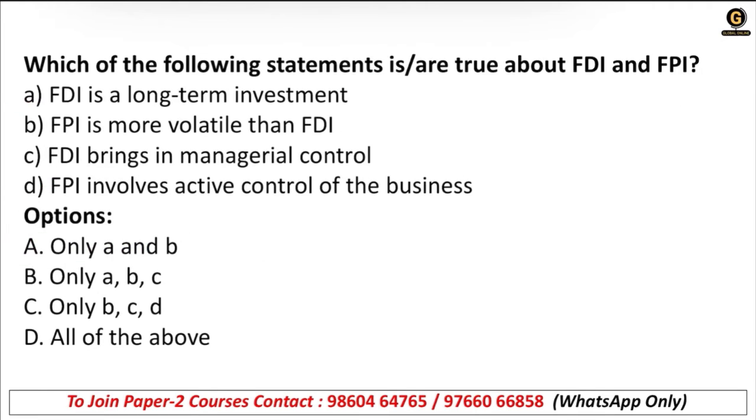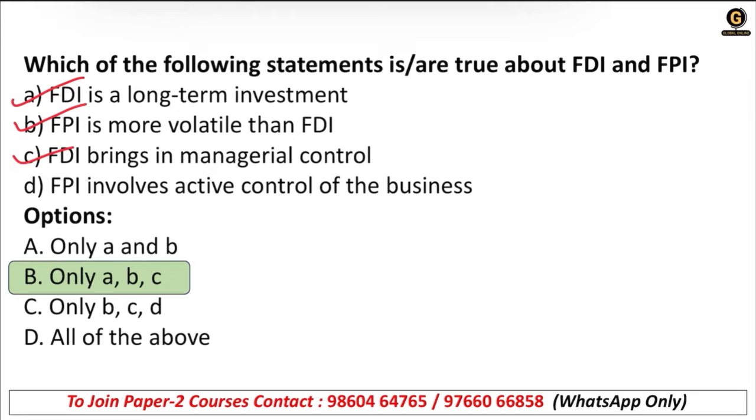Next, which of the following statements is or are true about FPI and FDI? A, FDI is a long-term investment. B, FPI is more volatile than FDI. C, FDI brings in managerial control. D, FPI involves active control of business. Options are AB, ABC, BCD, or all of the above. So the right answer is option B, that is A, B, and C.